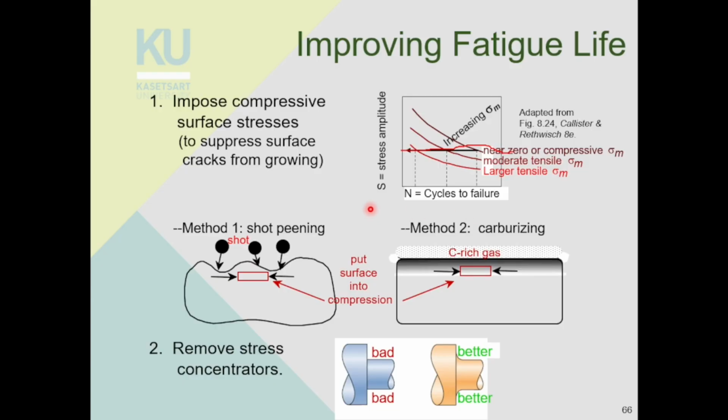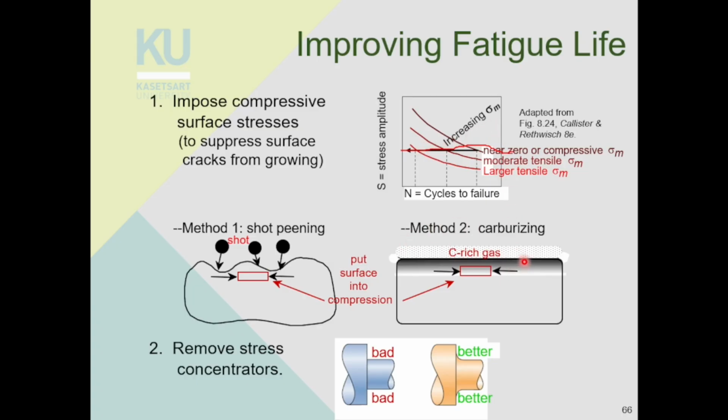You can increase the negative stress on the surface by doing shot cleaning, just like sand blasting, but instead of using grains of sand, we are using stainless steel shots, like shooting stainless steel shots on the surface, making the surface compressive, shifting the SN curve.